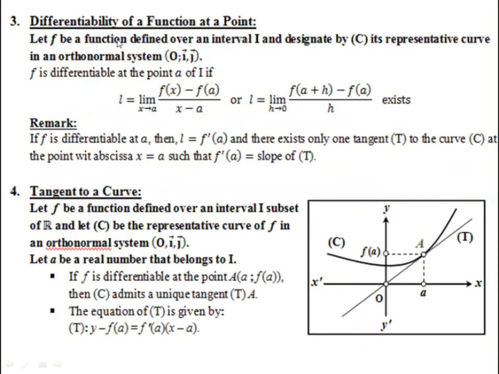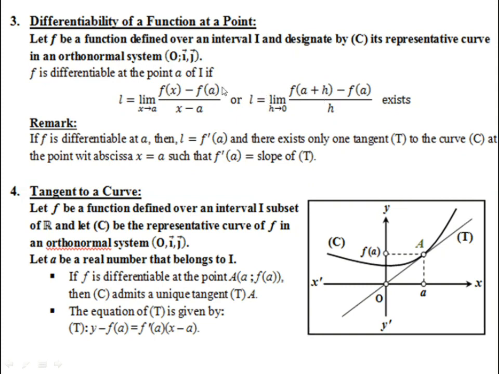Differentiability of a function at a point. Let f be a function defined over an interval I, and C is its curve. We say that f is differentiable at a point a of I if this limit exists. This limit L is equal to the limit as x tends to a of f of x minus f of a over x minus a, or equivalently, L equals the limit as h tends to 0 of f of a plus h minus f of a all over h, where h is x minus a.